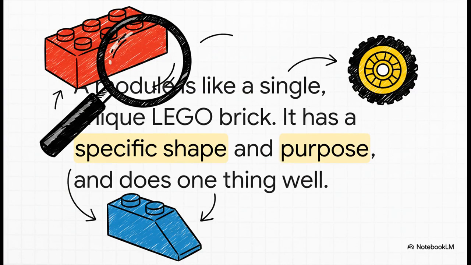And this is where our Lego analogy really kicks in. Think of a single module as one unique Lego brick. It's got a specific purpose. Maybe it's a 2x4 red brick, or maybe it's a special little transparent piece for a window. It does one job, and it does it really well.